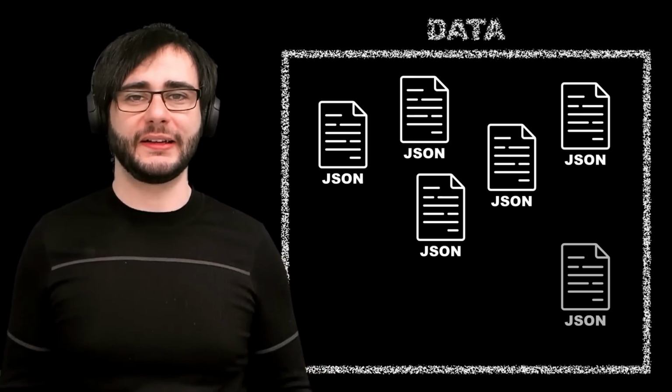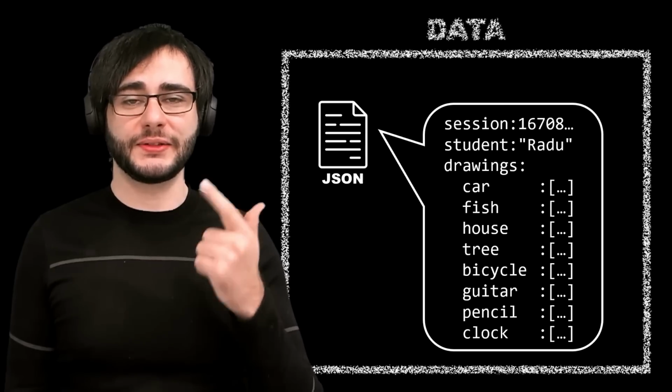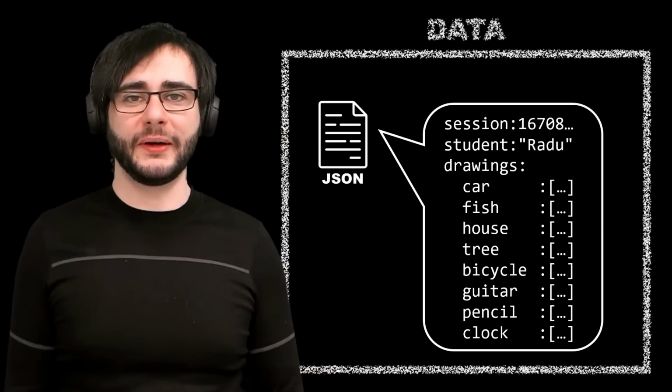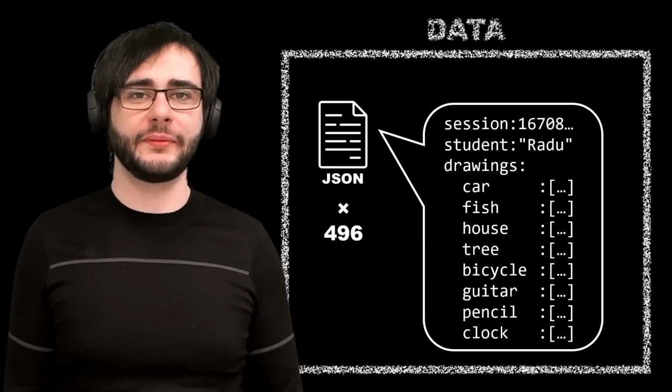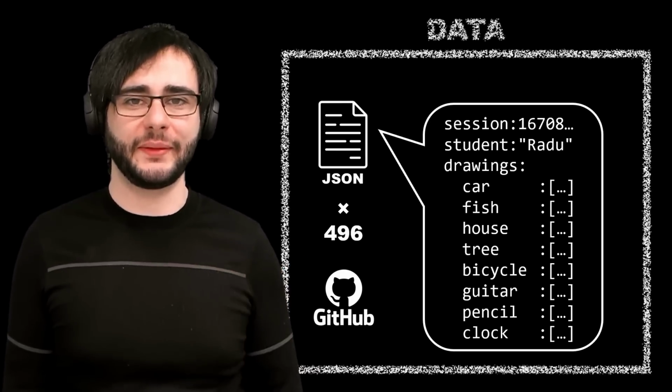The data I collected from you is just a bunch of JSON files like the one we saw earlier. Each of these contains the session ID, student name, and 8 different drawings. At the moment there are about 500 files, and you can get them from GitHub. The number is still growing, and I'll be updating it from time to time.